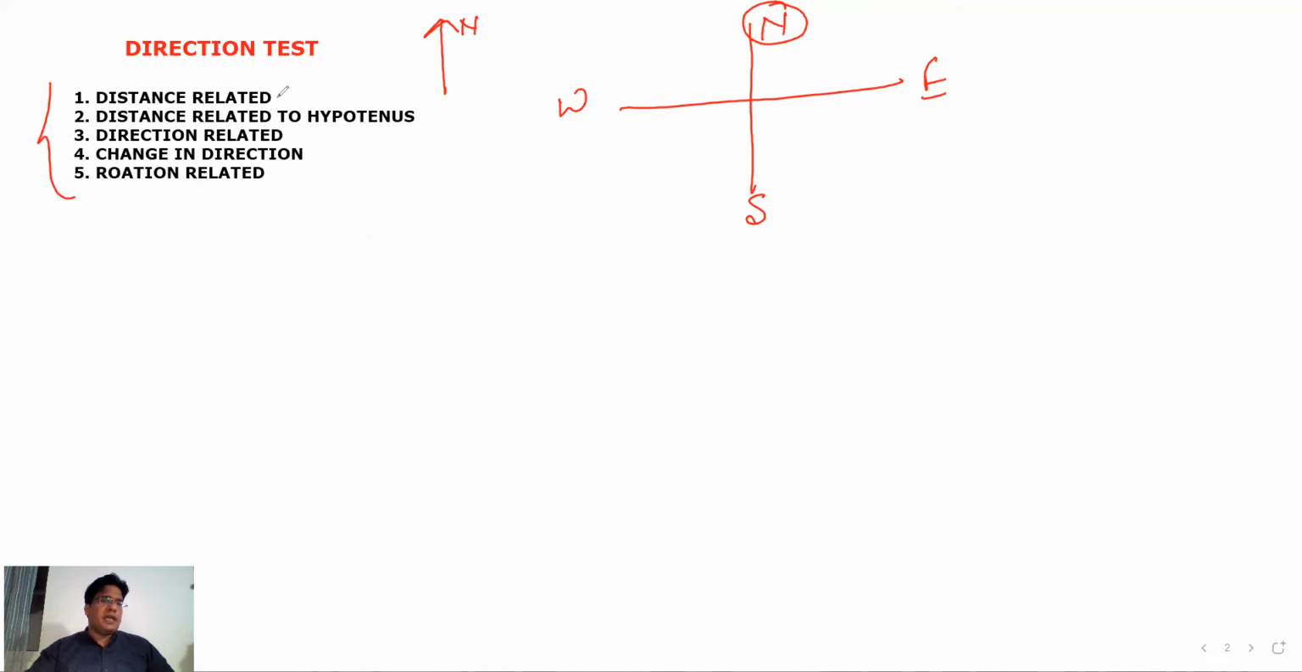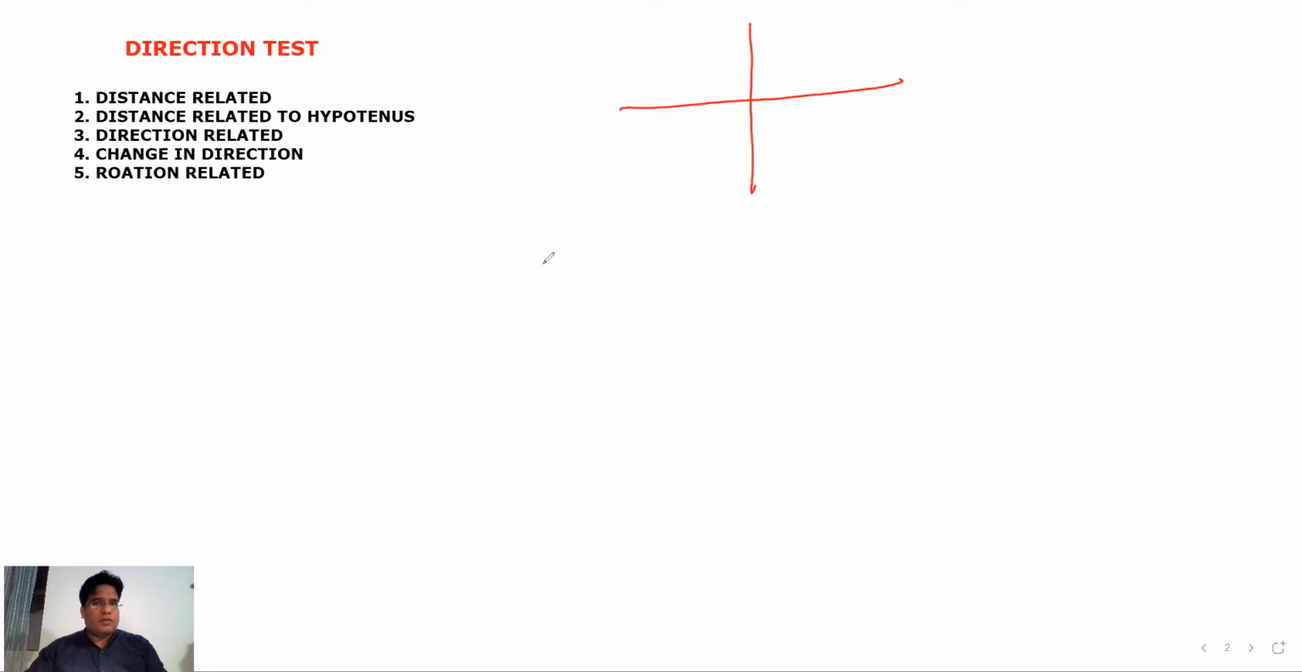In direction test, we have 5 different types of questions. The question can be direction distance related: what is the distance between the initial point and the final point? Distance related to hypotenuse, and direction related, in which direction the person is, and the change in direction. Suppose the person says that north becomes east and east becomes south, and rotation related. So first of all, I'm going to start with the topic distance related.